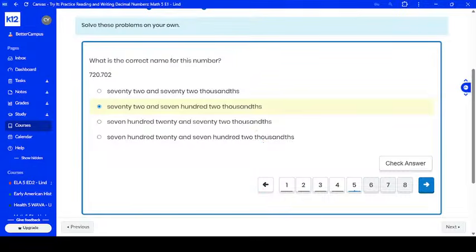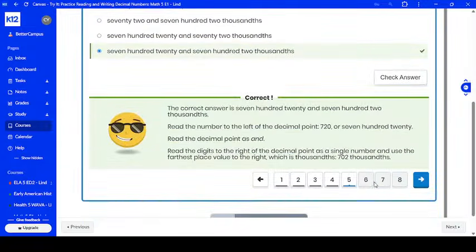The answer. You think D? D's your final answer? The answer is. Let's see if you're correct. You are correct. Nice job.